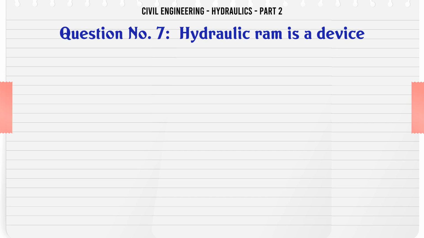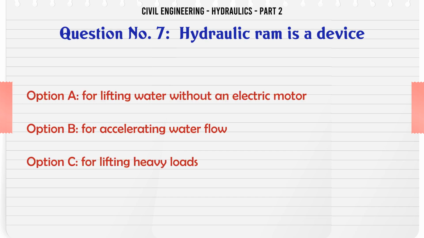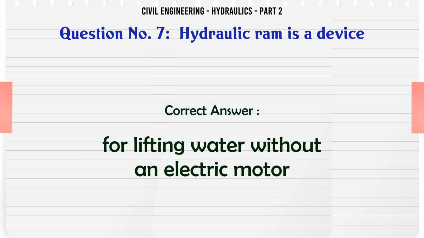Hydraulic ram is a device A. For lifting water without an electric motor. B. For accelerating water flow. C. For lifting heavy loads. D. None of these. The correct answer is for lifting water without an electric motor.